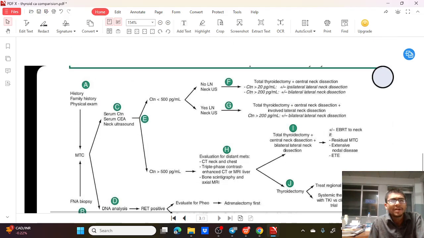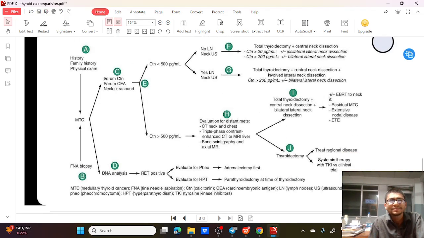Then coming to medullary thyroid cancers. So here again we'll go for history, which includes the family history, the examination, and by the quadruple assessment, which includes ultrasound, FNAC and thyroid function test. When we come to a diagnosis that it is MTC, that is medullary thyroid cancers, then we will be having a serum calcitonin level, serum CEA and neck ultrasound.